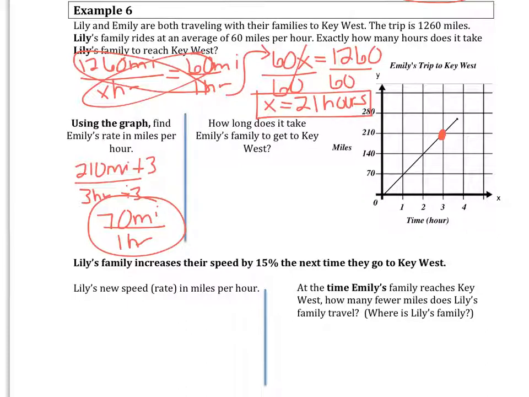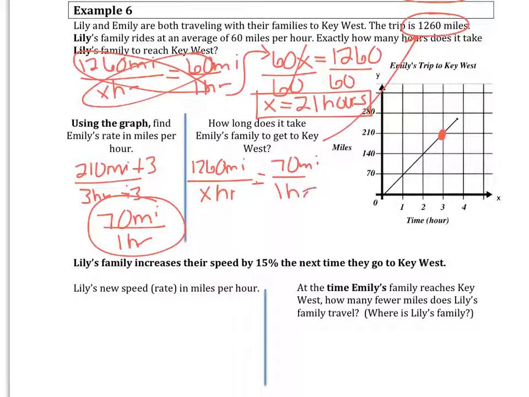The next part of the question says, how long does it take Emily's family to get to Key West? Well, we know the distance of the trip already is 1,260 up here. So we're going to do the same sort of problem that we did for Lily, but with her speed. So again, she's going 1,260 miles, and we're trying to figure out the time, so in X hours. And we know her family is traveling at 70 miles per hour.